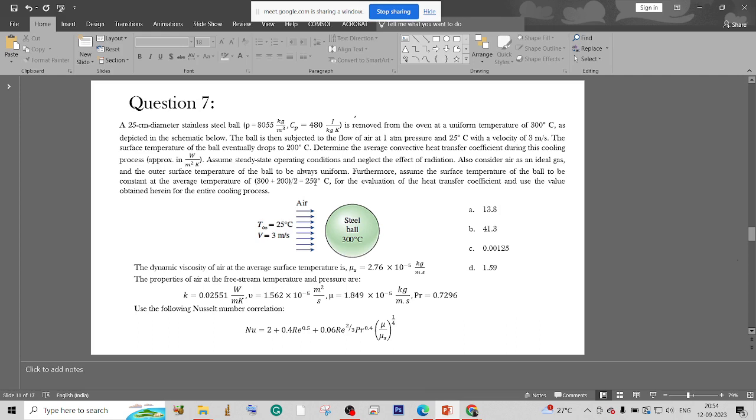In this calculation, we assume the entire ball is at 200 degrees Celsius, which is not necessarily true. The inner region of the ball will probably be at a higher temperature than its surface. Obviously, the inner region will be 300, and gradually it will decrease to 200. At any instant of time, the inner temperature will be higher compared to the outer temperature, because from the outer surface heat will also be taken away by convection into the atmosphere.